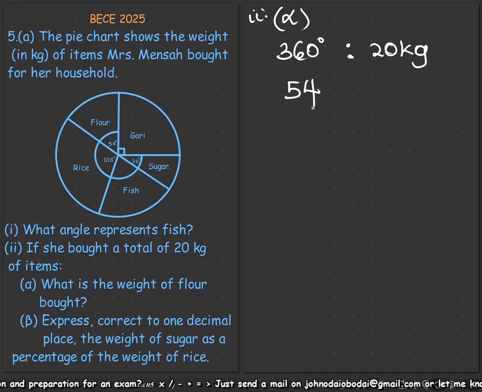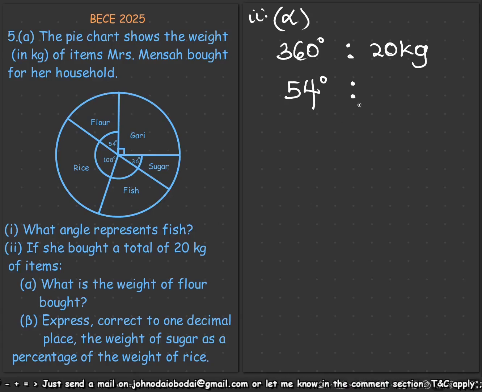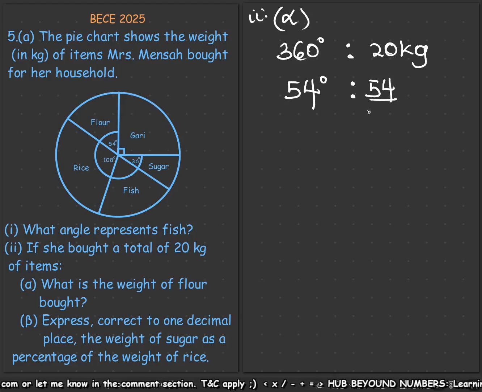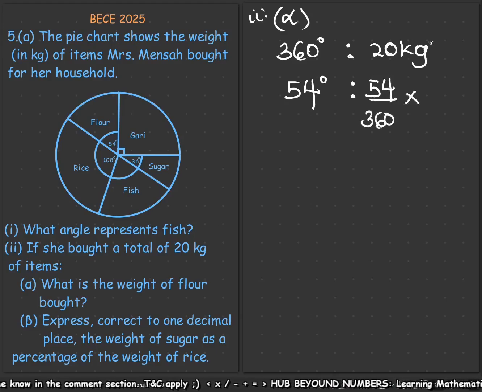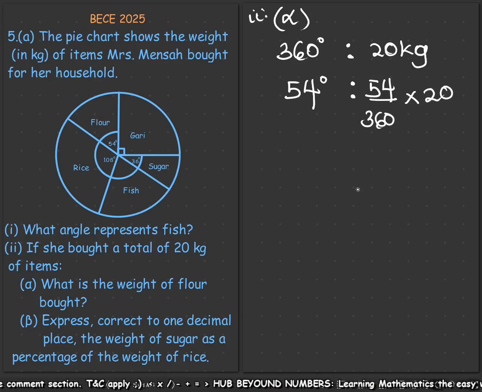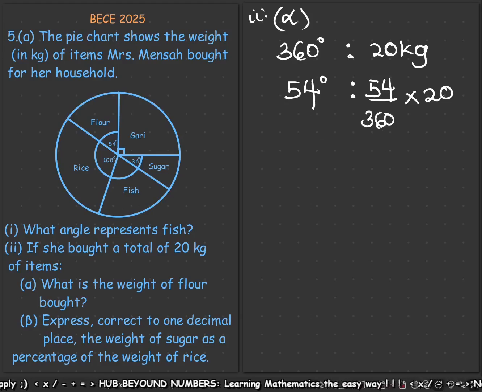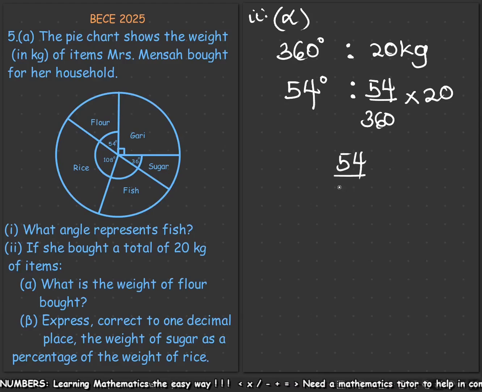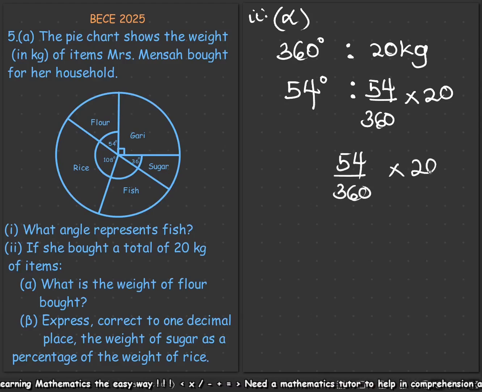So 54 degrees. We ask ourselves, will it be more or less? It will certainly be less, because if they are all giving us 20, then the flour will be less than all. So we evaluate it as 54 over 360 times this quantity we have here, which is 20. So then we have to evaluate 54 over 360 times 20.